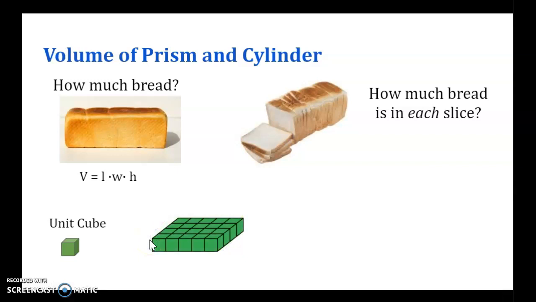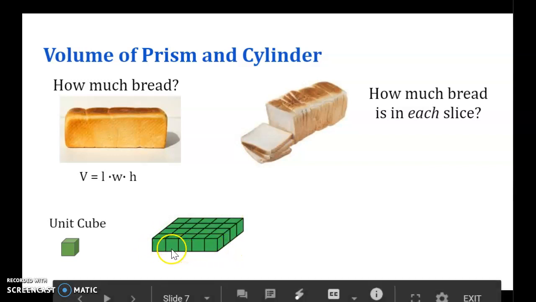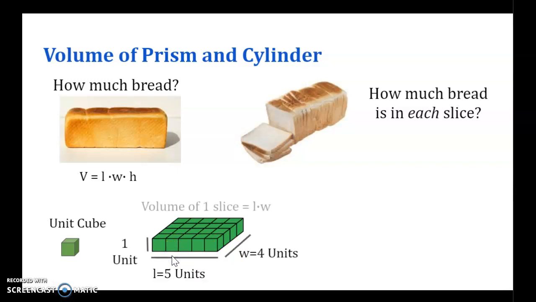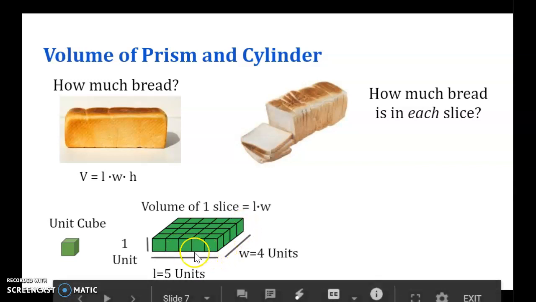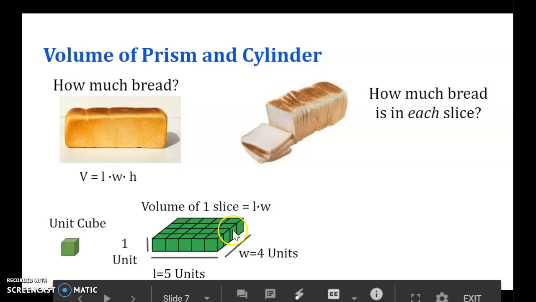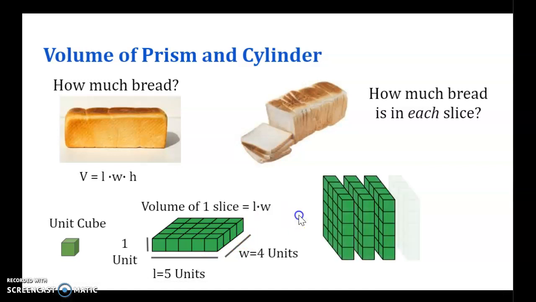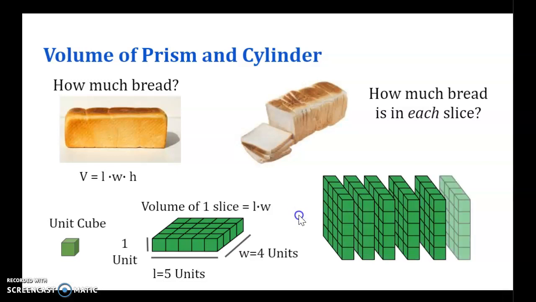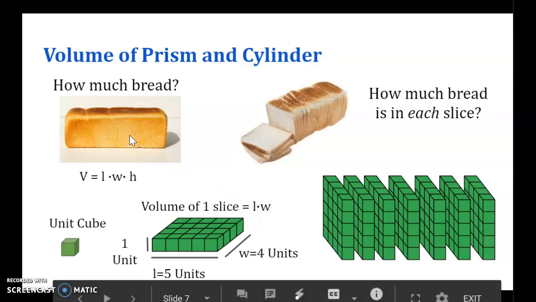Then you might break this into, okay, there are 5 of these across and 4 this way. So this one slice is made up of 5 times 4, which is 20 of these tiny little cubes. Then you might be thinking, okay, that's one slice. So how many slices make up the whole loaf? I can say 3, 4, 5, 6, 7. Say we have 7 slices that make up the whole loaf.